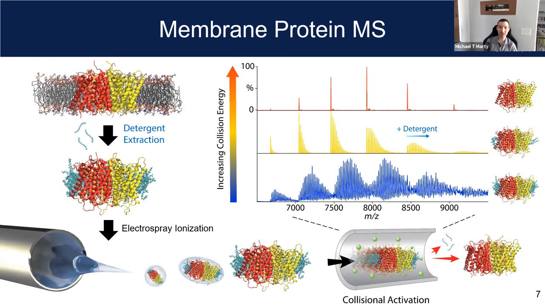And detergents are great, of course. They're really effective at solubilizing membrane proteins. They are pretty easy to remove in the gas phase as long as you have the right detergent. Some are harder than others. But we kind of know now a handful of detergents that work really well and that are easy to remove. This means we can break off the detergent and keep everything else mostly intact. And we'll see some detergent-based work kind of later in the talk.